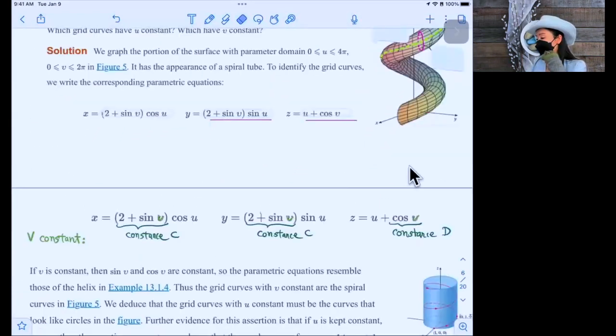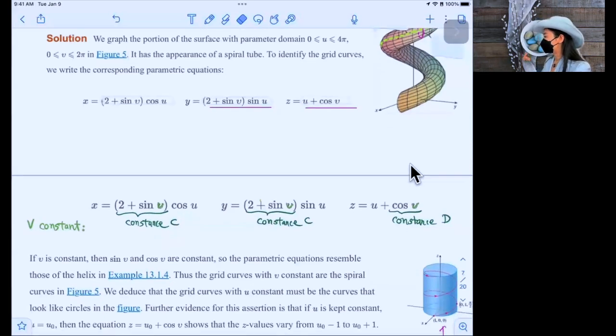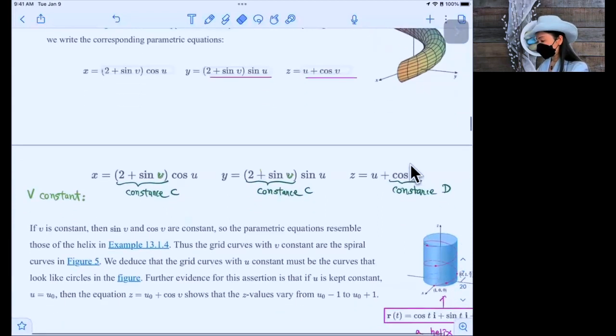Let's keep the v here constant. So remember, you take turns keeping one of the parameters constant. How about we keep v constant first? And let's think about what happens. If I keep v constant, would this part here be a constant? Then that will be a constant, and that's a constant, and this is the same constant. Let's call it constant c. And then cosine of v will also be a constant. I'm going to call that constant d.